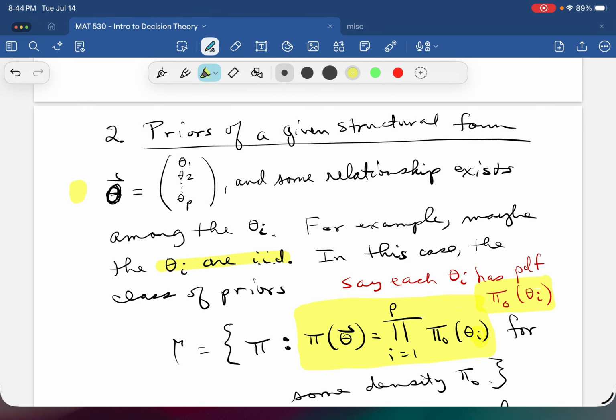Sometimes we're dealing with a vector parameter, and then there's a relationship between the components of the vector, such as one of the common situations where, for example, the components of the parameter vector are all IID. In this case, it makes it easy to look at the distribution of the parameter vector because it's simply the product of the common distribution, which we'll call pi naught, where pi naught is some density.